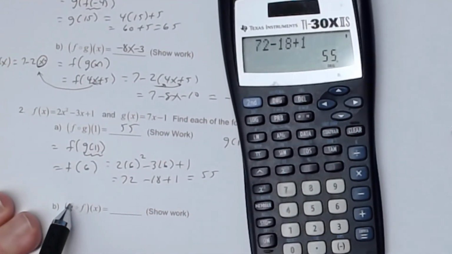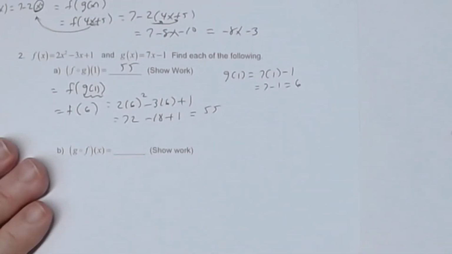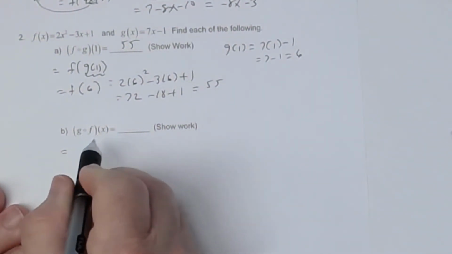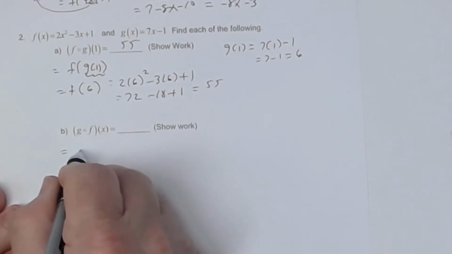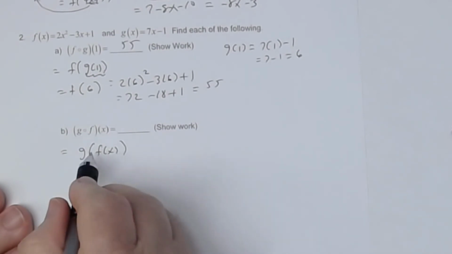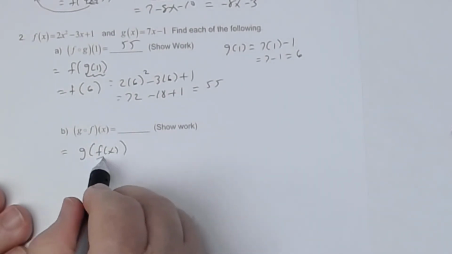So over here, now I'm going to find g composed with f at x. I'm going to get a variable expression. So let's go and do that work. By definition, g composed with f at x, and you have to write this, you have to say g of f of x, just like this. Parentheses, parentheses.